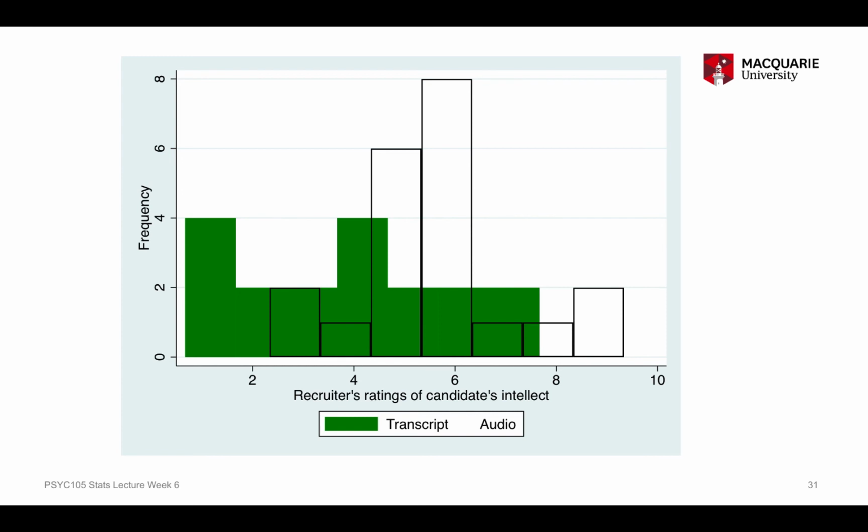But also looking at the amount of overlap there is between the two distributions. So obviously we know, just by looking at the descriptive statistics, that there are higher scores in the audio condition than the transcript condition on average. But we also know that there's overlap. So not everybody in the audio condition got rated more highly on intellect compared to the transcript condition. And this is just representing the variability, or the messiness in the data, that justifies our need to use the t-test, or the formal hypothesis testing, to see if on average there is a difference between the groups in the population from which our sample was drawn.